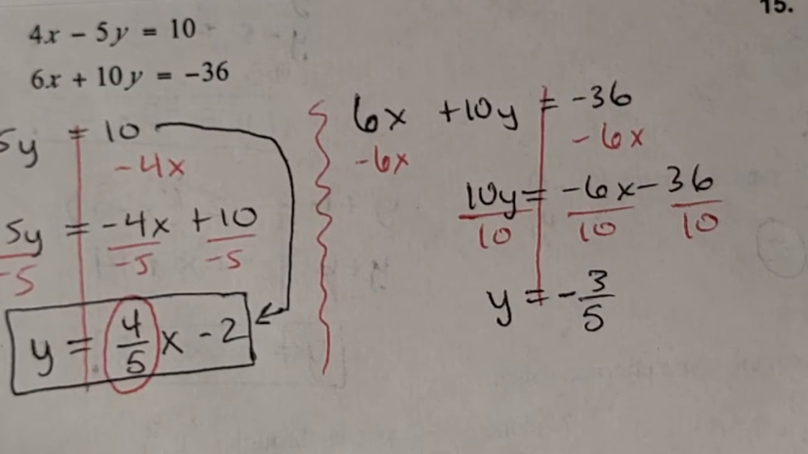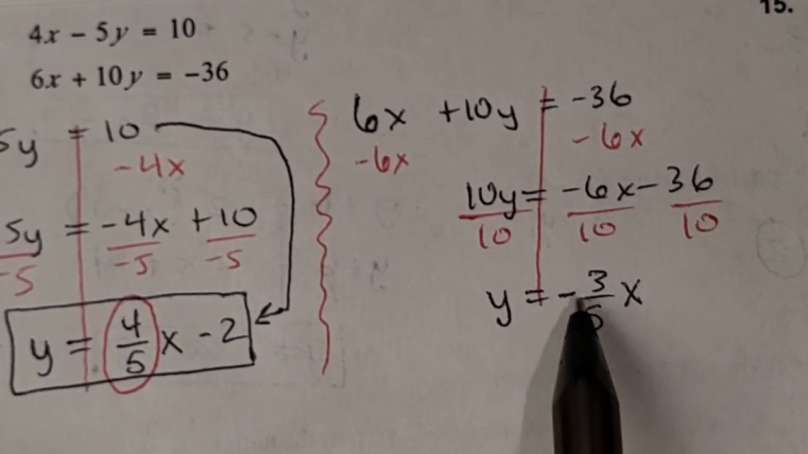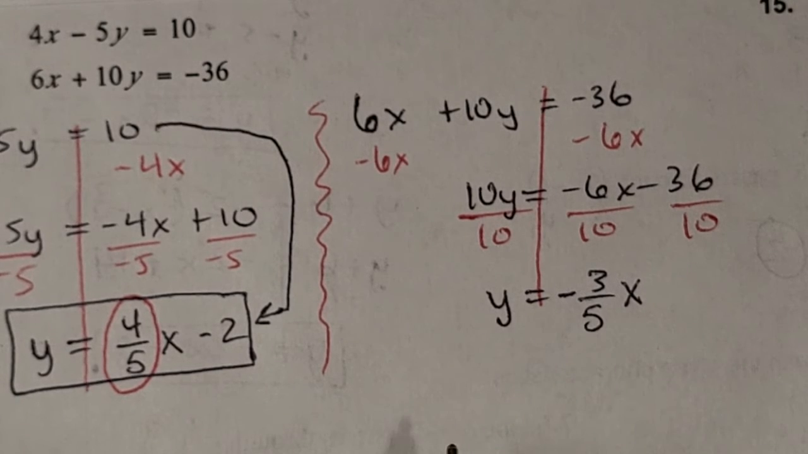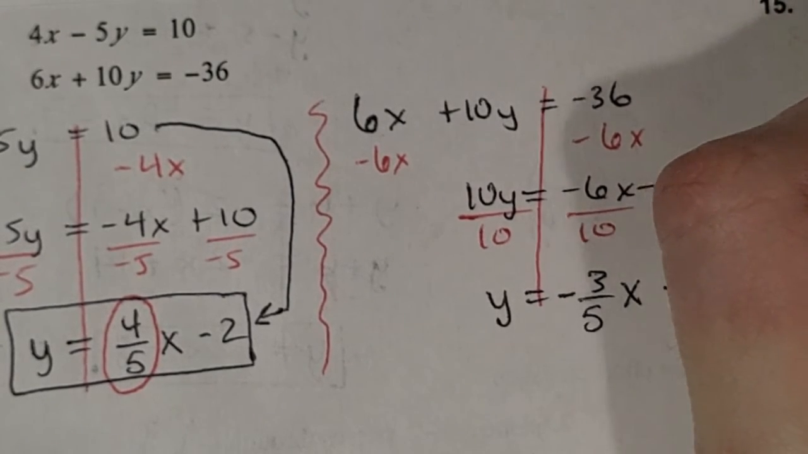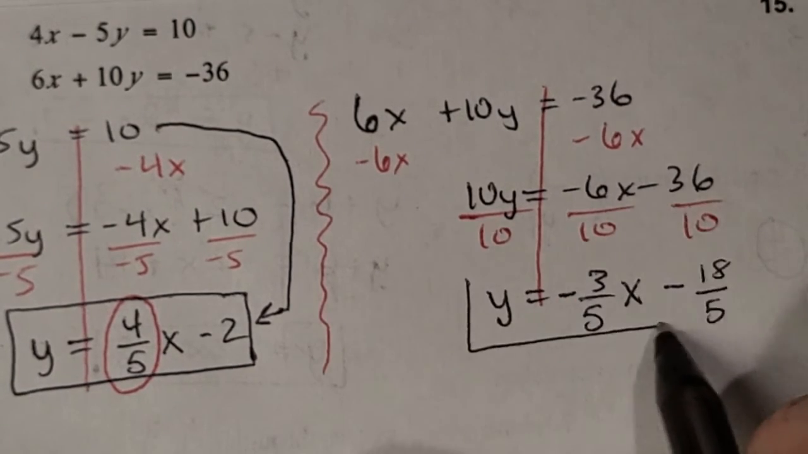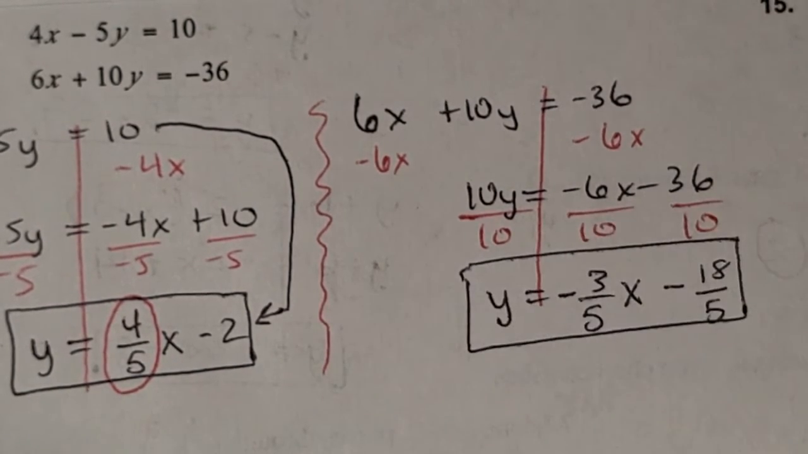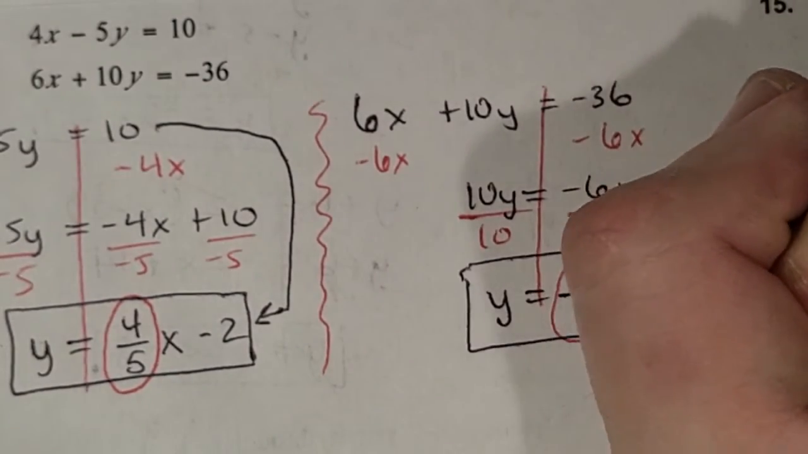And then 36 over 10, I actually don't even really care about that. Now that I have my 3/5 in front of the x, I know that's my slope. But just for fun, 36 over 10 reduces down to 18 over 5. Kind of ugly, but again, that number doesn't matter. Because all I was really looking for is the slope, which is this right here.